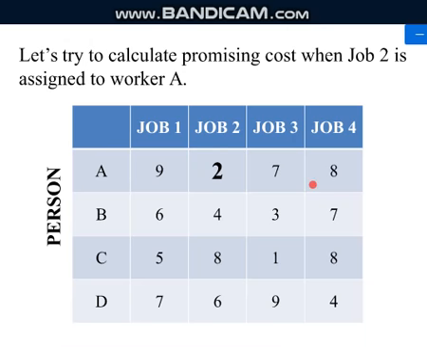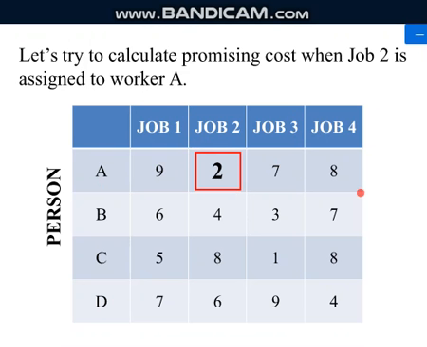So if you look at this, as I told, job 1 for A will cost 9 units. Job 2, he will cost 2 units. Job 3 will cost 7 units, and job 4 will cost 8 units. So among these, which is the least one? Least one is 2. So now what we have done is, we have allocated job 2 to person A.